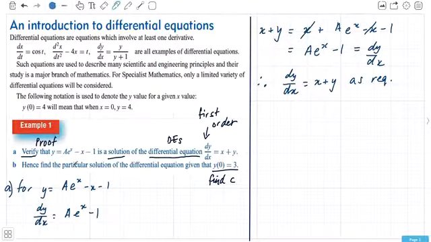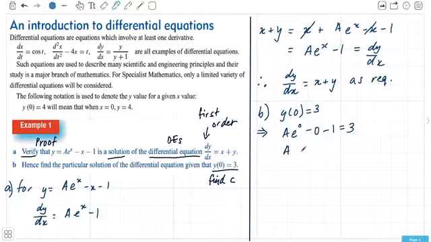For part B, what we need to do is find a particular solution of the differential equation. Now this is y here, and we actually need to find what a is, basically. So we know that y(0) equals 3, so that implies that a e to the 0, so x is 0 everywhere, equals 3. e to the 0 is 1. A take away 1 is 3, so a equals 4. So therefore, our particular solution would be y equals a, and a is 4, 4e to the x minus 1.